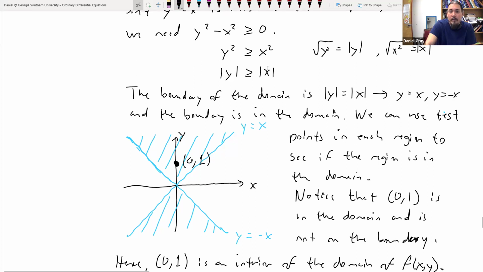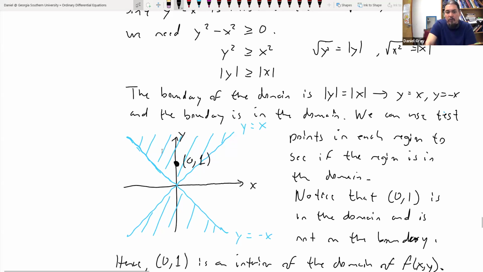So if I try to plug it back in here, x equals 1, y equals 0, then we get 0 is greater than or equal to 1. That's false, right? So this point, 1, 0, is not in the domain. That means that this entire triangular region is not in the domain. It's like a test point.